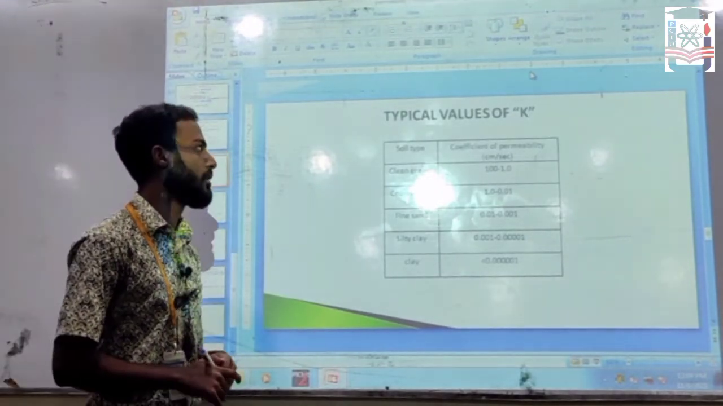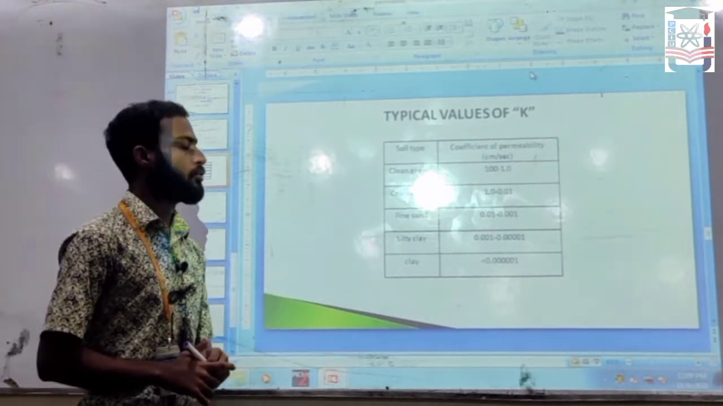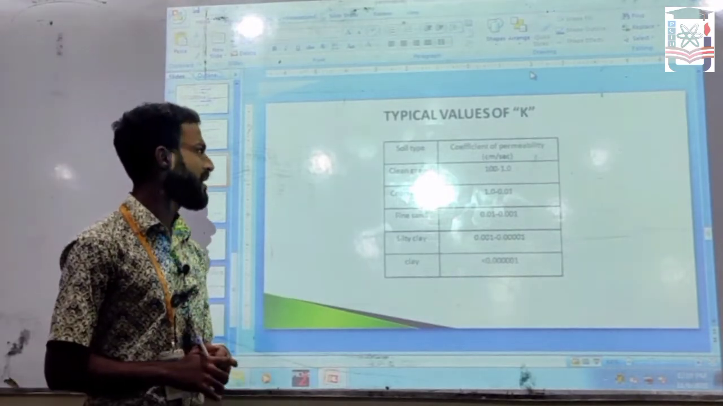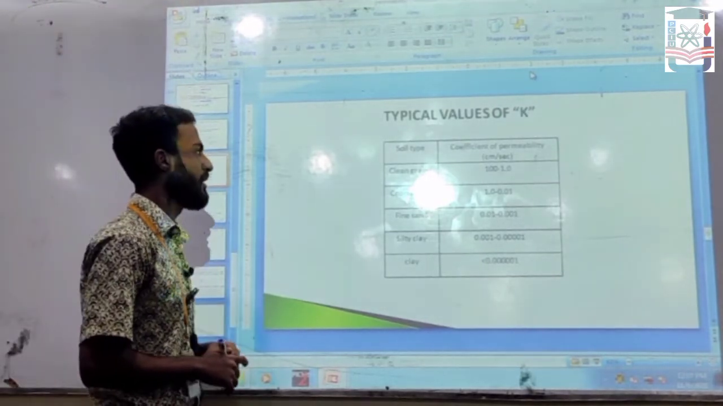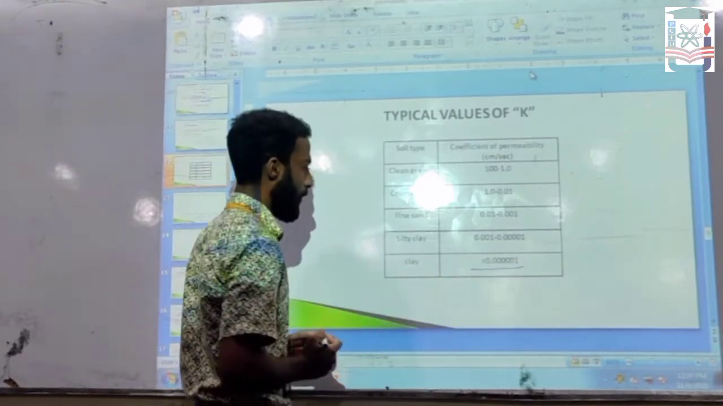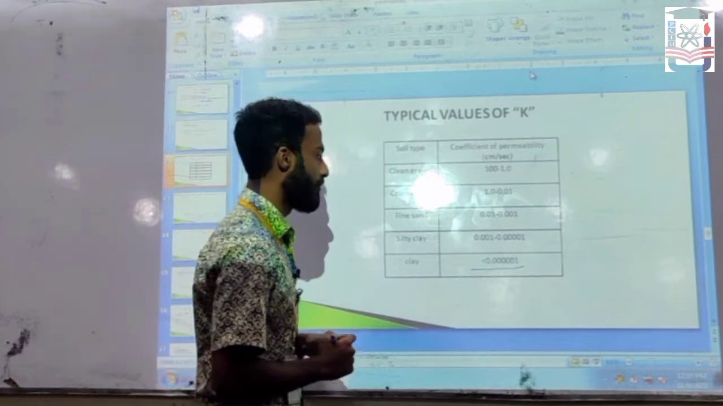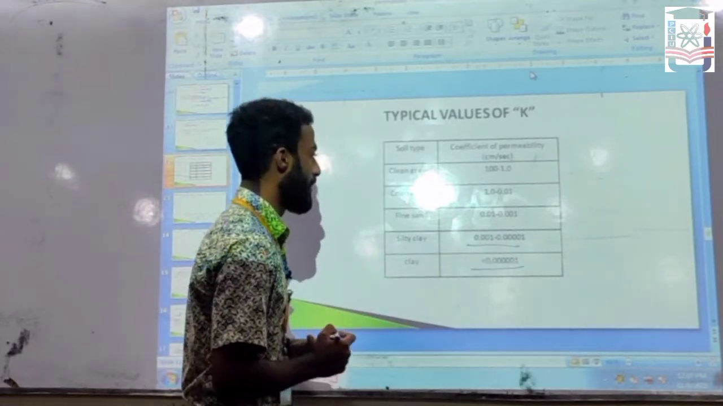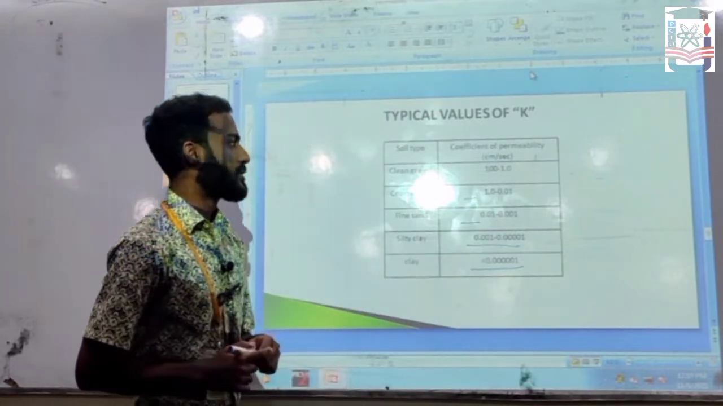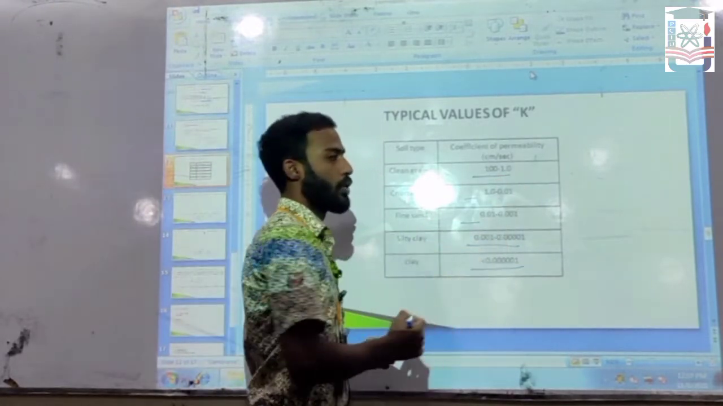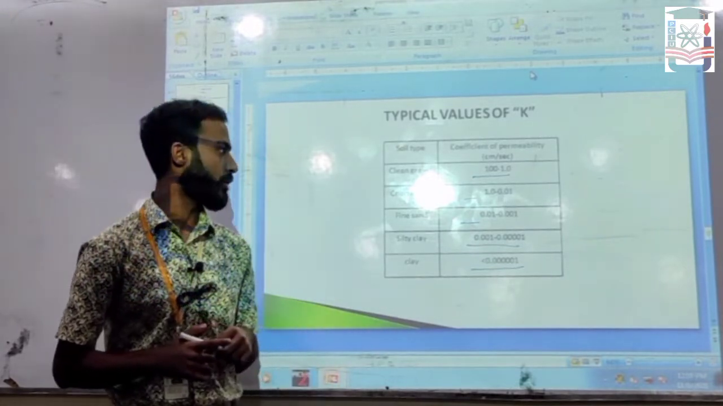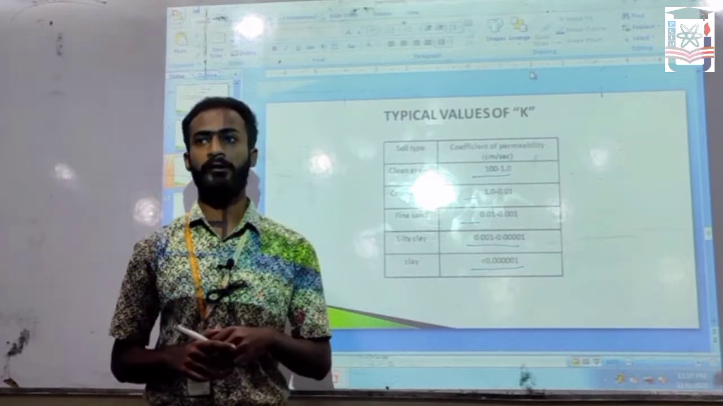Here we can see the typical values of K. What is K? We already determined many formulas for K. Finally, to summarize: for clay, the values of K will be less than this one. For silty clay, the value will vary in this range. For fine sand, it will vary in this range. For coarse sand, it will vary in this range. And for clean gravel, it varies from 100 to 1. So you have to keep these values in mind to use in different mathematical problems.